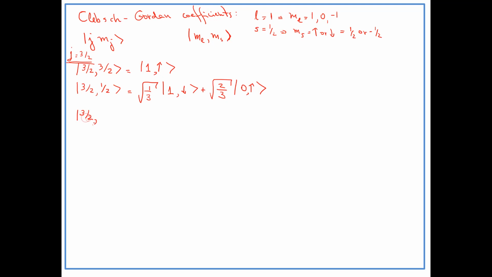J equals 3/2, MJ equals minus 1/2, according to the Clebsch-Gordan table, is square root of 1/3, ML equals minus 1, spin up, plus square root of 2/3, ML equals 0, spin down. And finally, 3/2, minus 3/2 is ML equals minus 1, spin down.